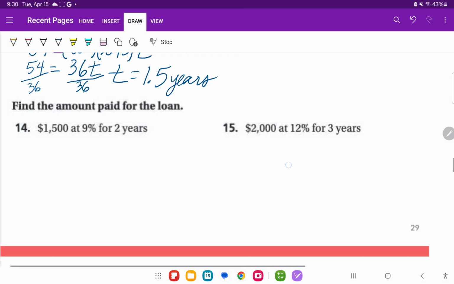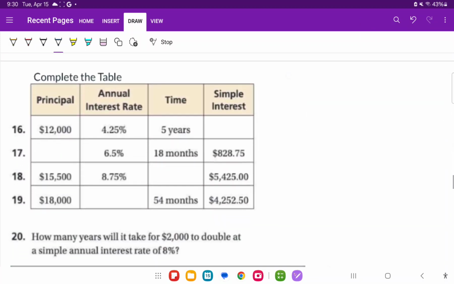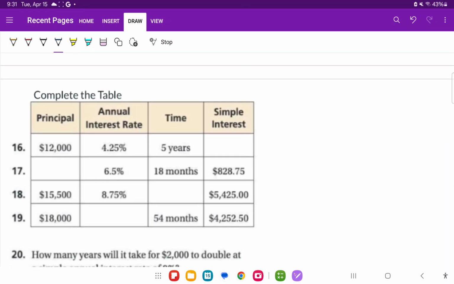All right, so we're going to turn the page to this table right over here. Notice on this table, sometimes we're missing the principal, sometimes we're missing the rate, sometimes the time, and sometimes it's just a basic simple interest formula. So remember, I equals P times R times T. For this one, we're missing the I, the interest, so we just multiply those together.